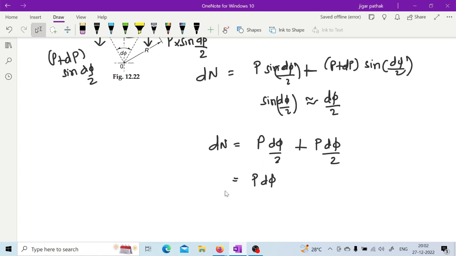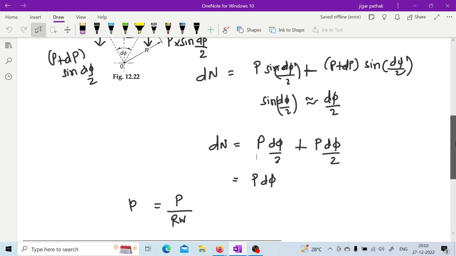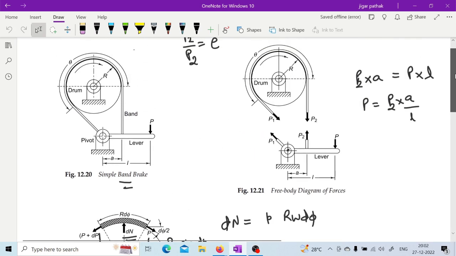So from dN equal to P d phi, you can have this particular pressure equal to force upon R w. If you write this relation into the above equation of dN equal to p R w d phi, then you will find that the pressure comes as force upon radius into width. So this is how you have this relation in case of this band brake. This is the simple band brake, whatever we have seen.